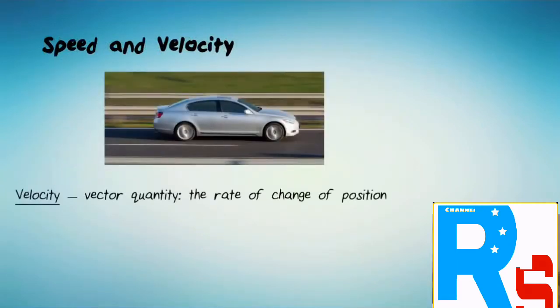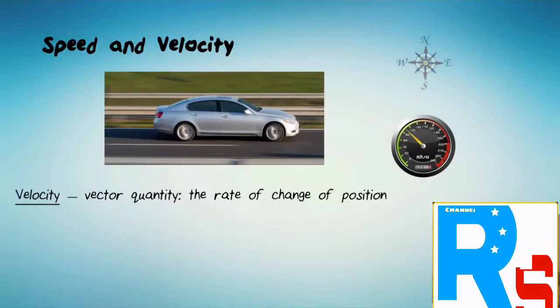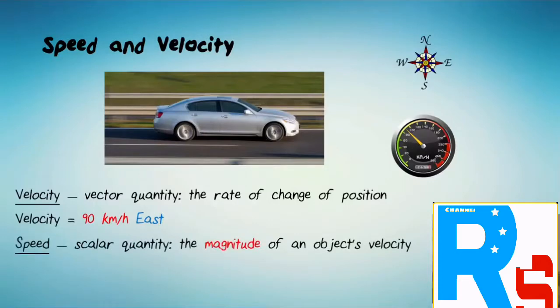Right. On to speed and velocity, and this one's a little bit simpler. The velocity of an object, which is a vector quantity, is the rate of change of position. So it's how quickly an object moves from one place to another. And for this car, we know it's moving 90 kilometers per hour, and it's heading toward the east. So we would say that its velocity is 90 kilometers per hour east. It's a vector quantity, so it has magnitude, 90 kilometers per hour, and direction, east. Okay? Speed is a scalar quantity, and it's just the magnitude of the object's velocity. So we don't care that it's traveling east. All we care about is how fast it's moving, and its speed is 90 kilometers per hour.